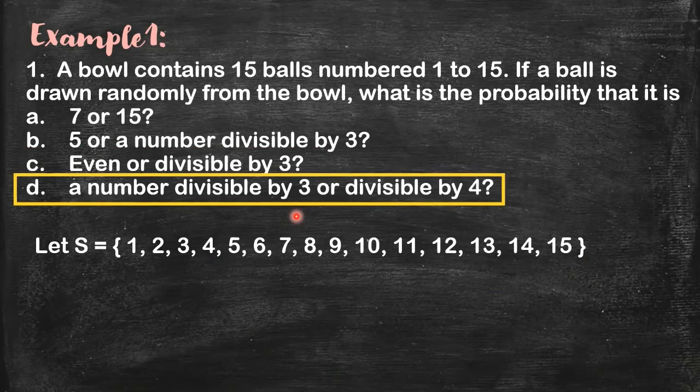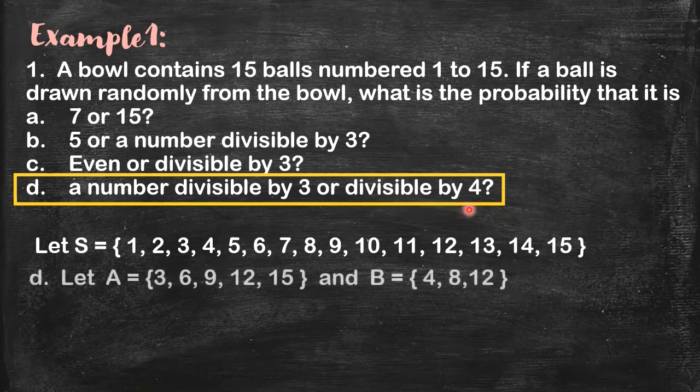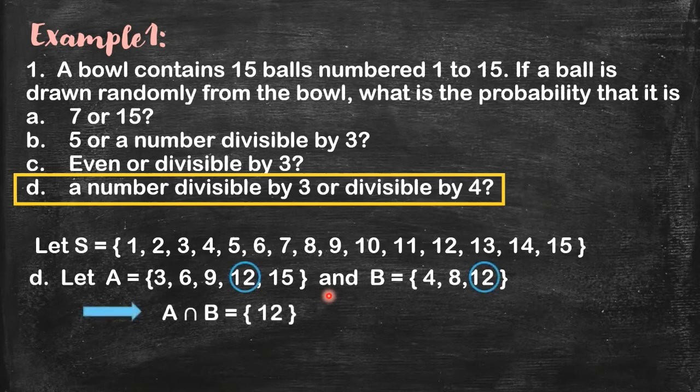Okay? So again, we have two events here. Yung first event or event A is the event of getting a number that is divisible by 3. Event B is the event of getting a number divisible by 4. Okay? So ito lang yan. Now you check kung meron silang intersection. Okay? At meron, right? Ito, 12. Okay? So their intersection contains one element.